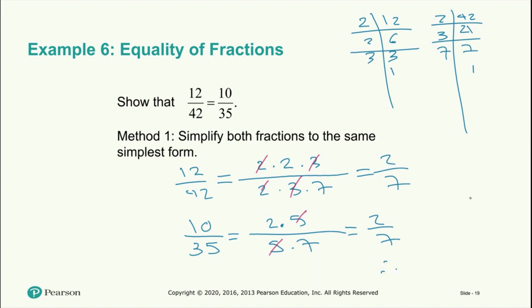So we just showed that both of them reduce to the exact same fraction. So we can say, therefore, 12 over 42 equals 10 over 35. Okay, so that's one way of showing two fractions are equal.